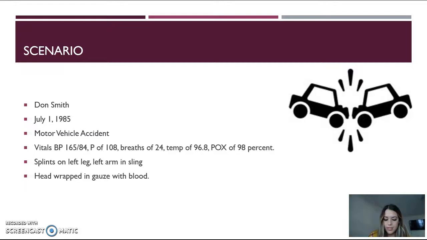Paramedics report that patient Don Smith, date of birth July 1st, 1985, was an unrestrained driver in a motor vehicle accident about 20 minutes ago with chief complaint of pain in the left lower quadrant of his abdomen, left arm, left leg and head. Patient denies any loss of consciousness or dizziness. Vitals were a blood pressure of 165/84, pulse 108, breaths 24, temperature 96.8, pulse ox of 98%. Splints were placed on the left leg and the left arm was in a sling. The head was wrapped in gauze and there were signs of blood.